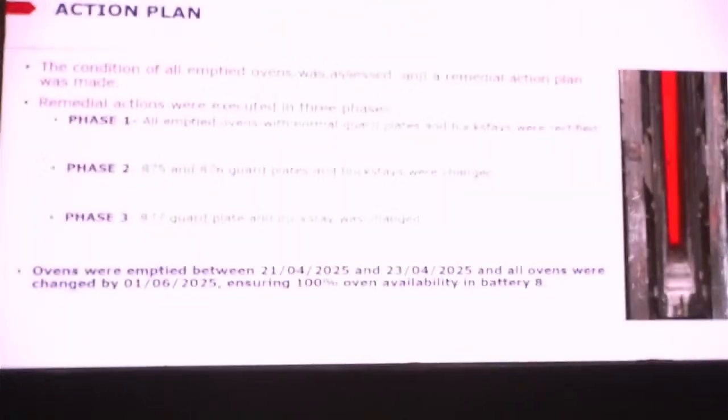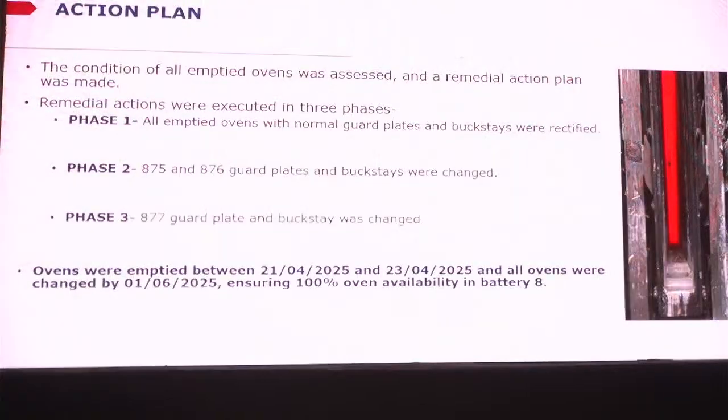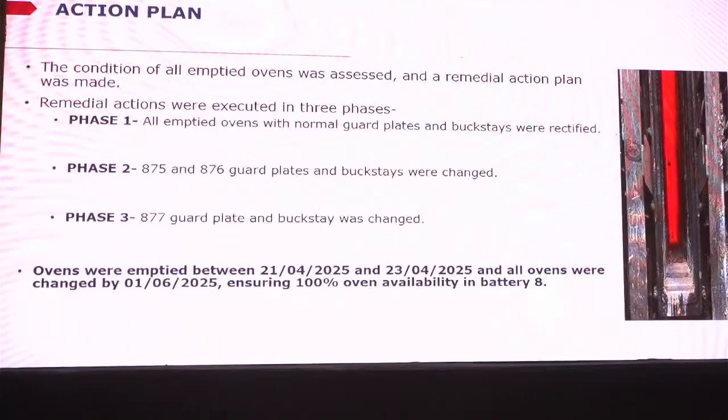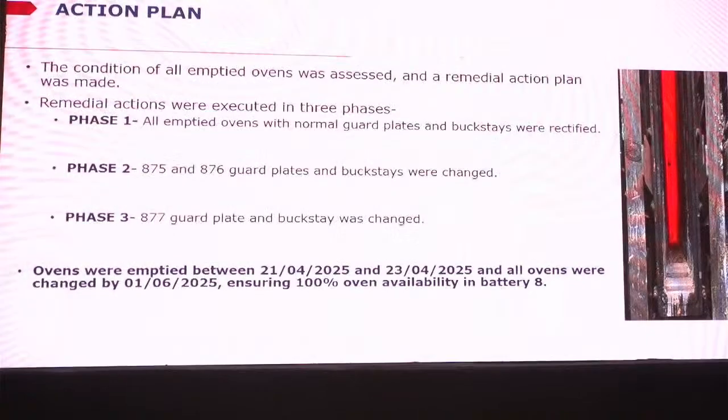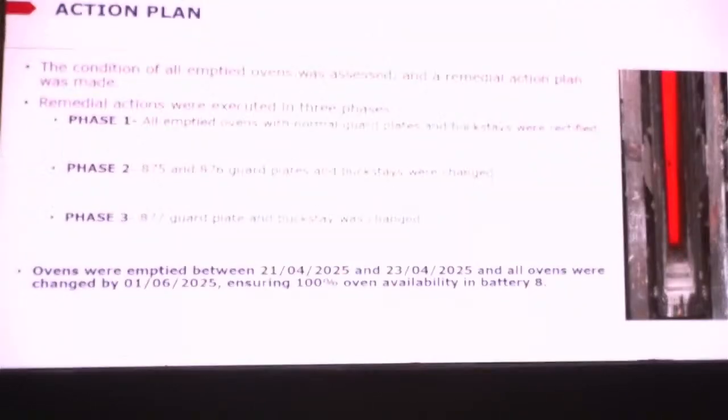So the condition of all empty ovens was assessed and a remedial action plan was made in 3 phases. In the first phase, all empty ovens with normal guard plate and bucket stay were rectified. In phase 2, 3 ovens were identified where the guard plates and bucket stay were damaged. So we planned in phase 2 for ovens 875 and 876, and in the third phase for 877, the guard plate and bucket stay were changed.